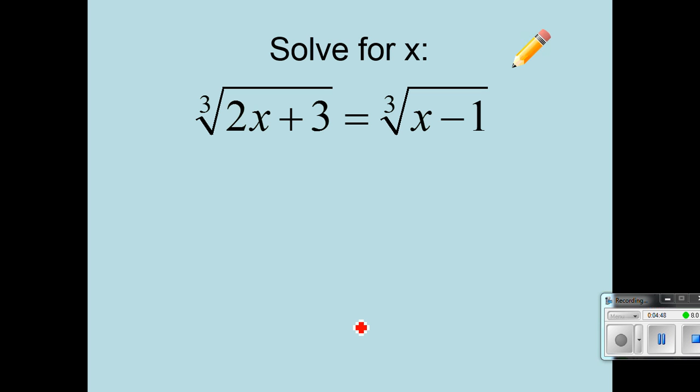This says the cube root of 2x plus 3 is equal to the cube root of x minus 1.